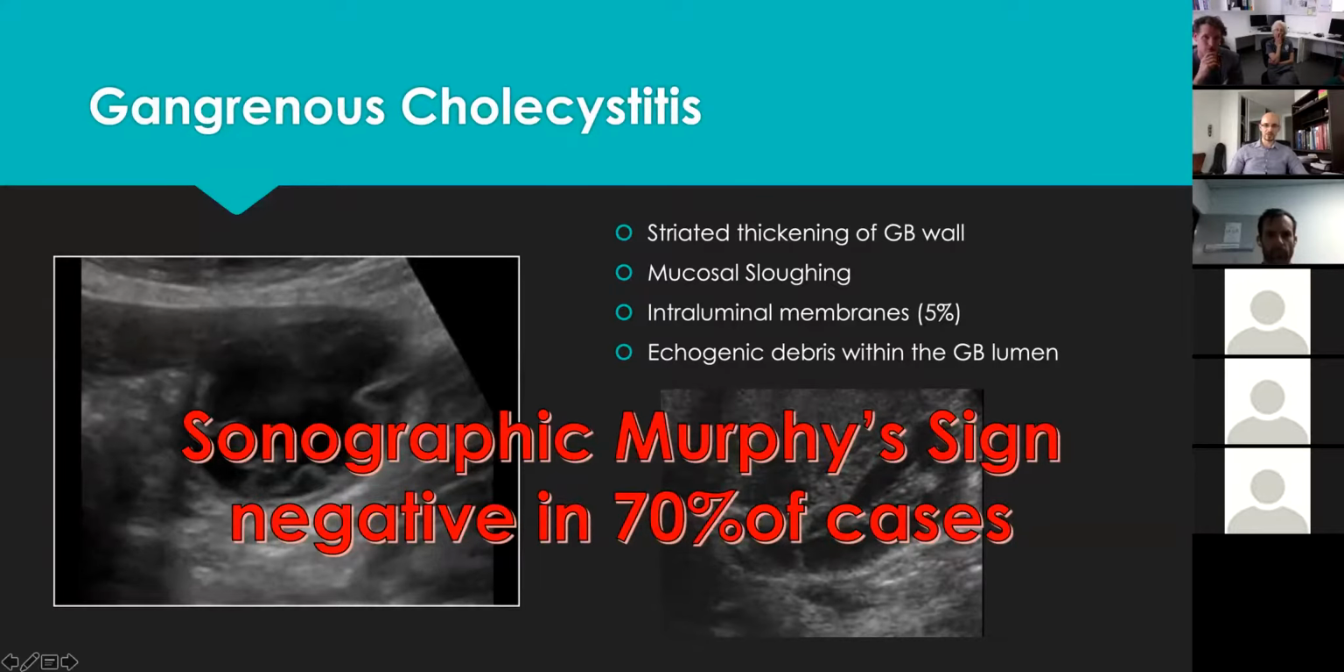Interestingly, Murphy's sign would be negative in about 70% of these kind of cases, which can be a very, very misleading feature in both clinical examination and ultrasound examination. You put your hand on the patient, you see Murphy's sign is negative, it's very tempting to say nothing's wrong with the gallbladder, but not really.